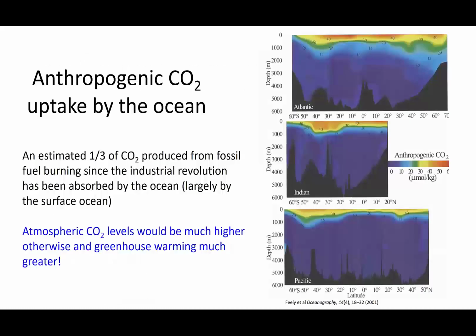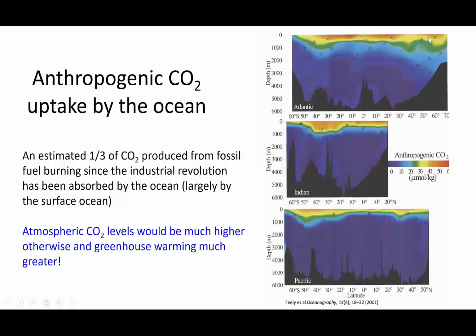This diagram shows sections of the ocean showing the uptake of anthropogenic CO2, or the amount of anthropogenic CO2 in micromoles per kilogram of seawater throughout the ocean basins. And you can see that it's mainly restricted to the upper 1,000 metres or so of the ocean, so near the surface, as you might expect with the exchange between the surface ocean and the atmosphere.